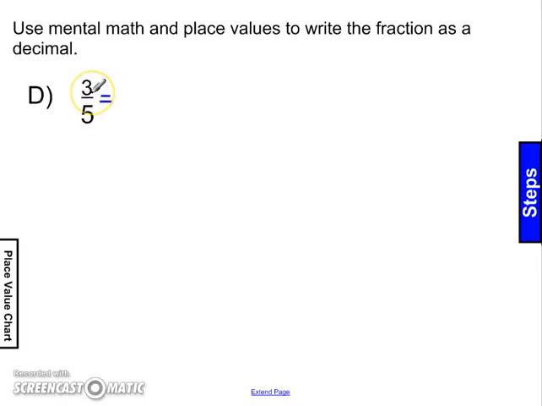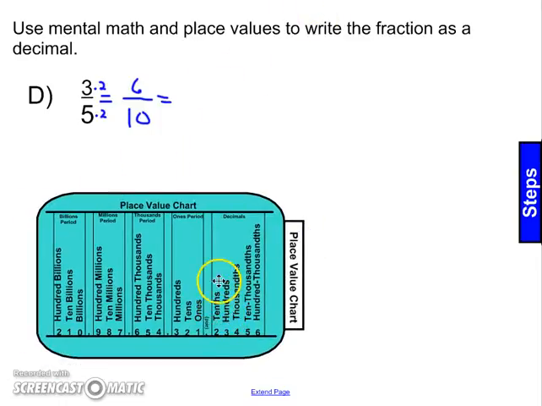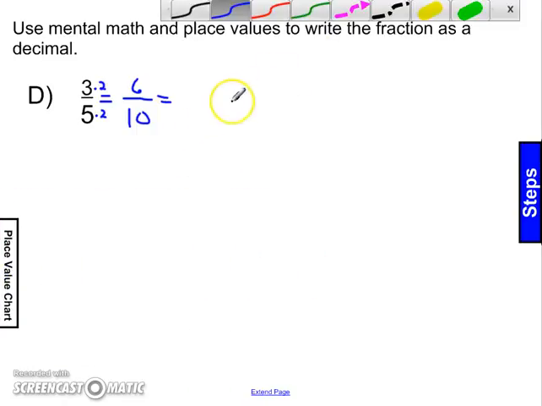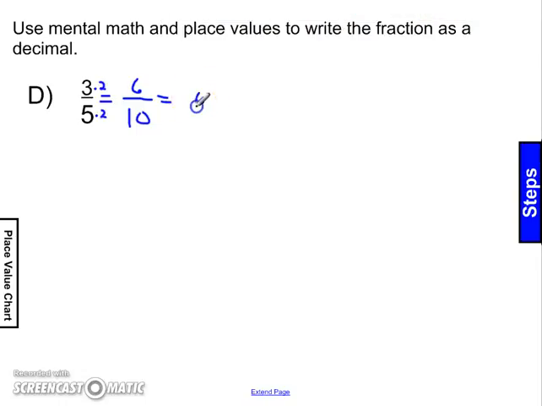Well, 3/5, if you don't know the decimal for it, we can go by way of tenths. 5 times 2 is 10. 3 times 2 is 6. So 6/10. If I know my place values, again, here's my place value chart. 1 decimal place is my tenths. So 6/10 is 0.6, and since the tenths is 1 decimal place, it will end right there.